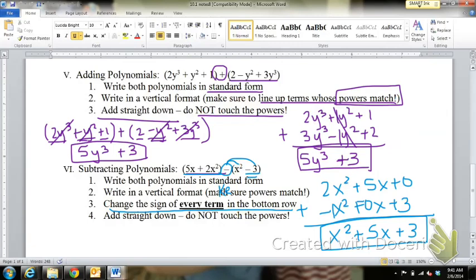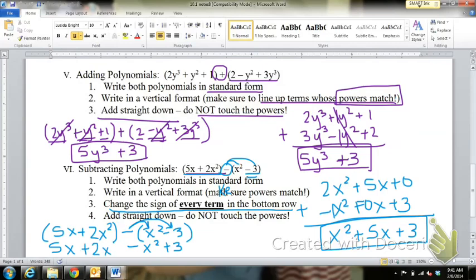Now again, you could also go horizontal with this. 5x plus 2x squared, but you will need to distribute this negative. So x squared minus 3. So distribute, you get minus x squared plus 3. Now you can just bring these down and combine any like terms. These are the only like terms I have. So 2x squared minus 1x squared is x squared. Then I have a positive 5x and a positive 3. So either way you get the same answer.